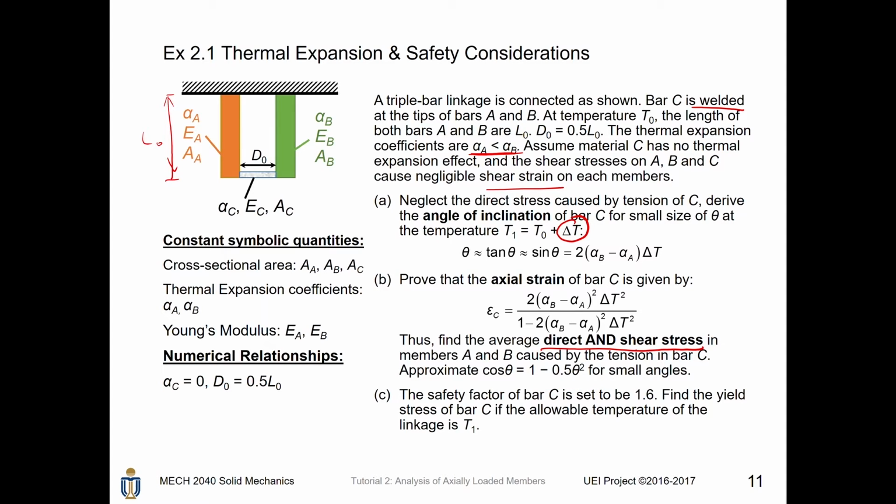Besides, we are also going to consider the safety of this structure because I don't want the structure to be harmed. The safety factor of this linkage is 1.6. Find the yield stress of this bar if the allowable temperature of this linkage is T1, which is under a change of temperature.